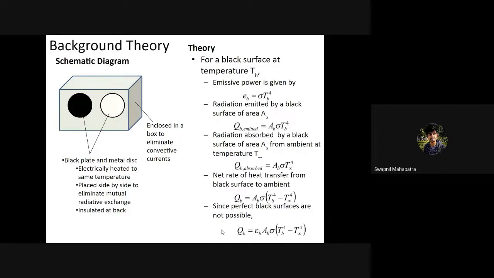Sir, one thing. Can you hear me? Sir, here, if we are considering epsilon_B, that means we are not considering it as a perfectly black body. So the calculation is done by comparing the actual value with the perfect value, and then we are getting the E_B, right?